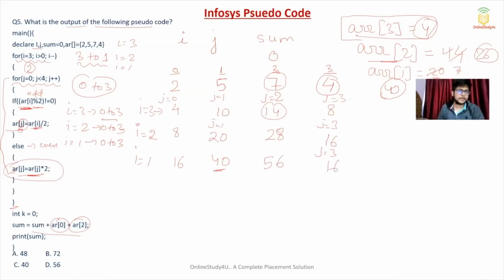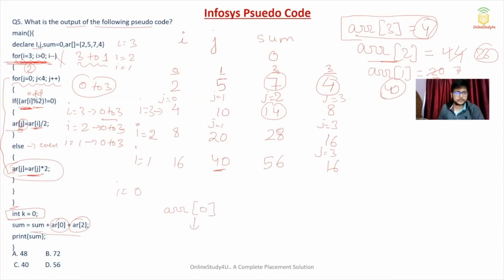And now the loop terminates because this condition is not satisfied, because after i is equal to 1, i will be 0 and this will terminate. Now I have to print the value of sum is equal to sum plus array of 0 plus array of 2. So array of 0, I don't know why k is there. It is not used in the question.